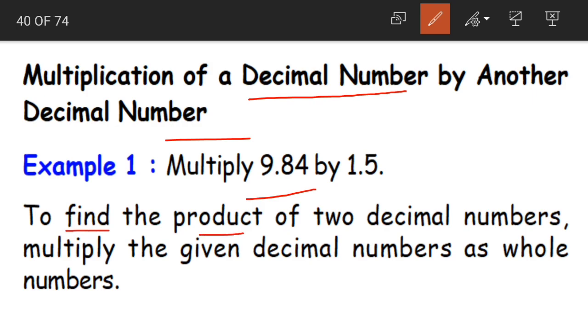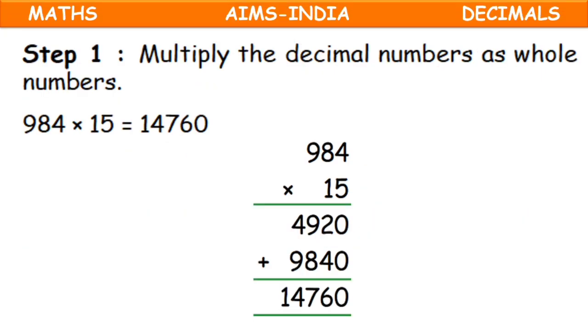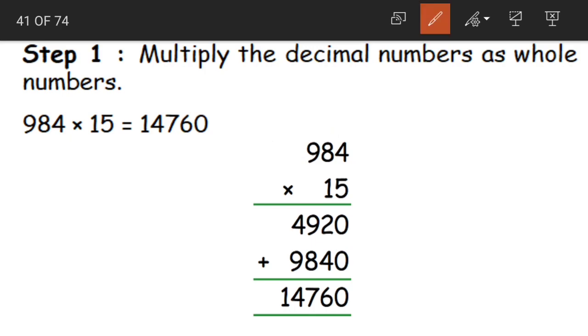To find the product of these two decimal numbers, multiply the given numbers as whole numbers. What should we do? Multiply them both as whole numbers. That means you can remove the point, do not care about the point and just multiply them. 984 into 15. 5 fours are 20, 2 carried. 5 eights are 40 plus 2, 42. 5 nines are 45 plus 4, 49. And then we have 1 into 4. Before multiplying we have to place a 0, right children? Yes. So 1 fours are 4, 1 eights are 8 and 1 nines are 9.